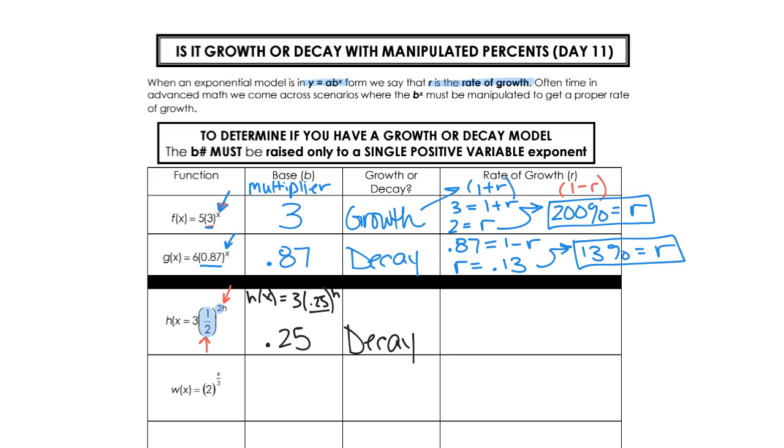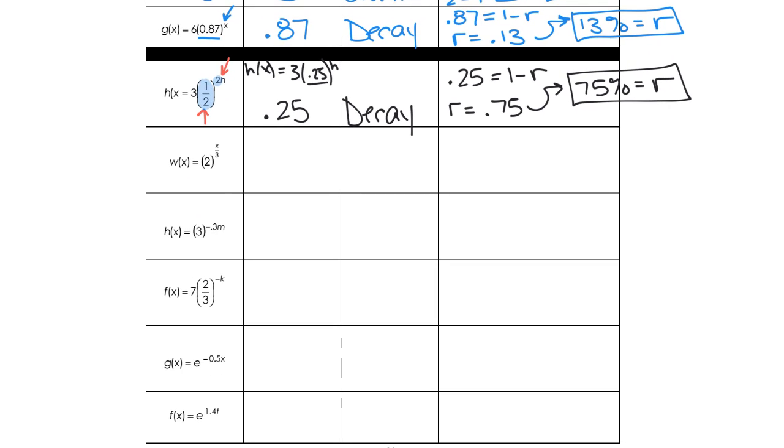And our rate, because it's decay, we're going to put that 0.25 equal to 1 minus r because it's decay. We're going to subtract 1 and we'll divide by a negative 1 so that our r comes out to equal 0.75, which as a percent is 75%, and that is our r value or our rate. Okay, go ahead and try the next one.